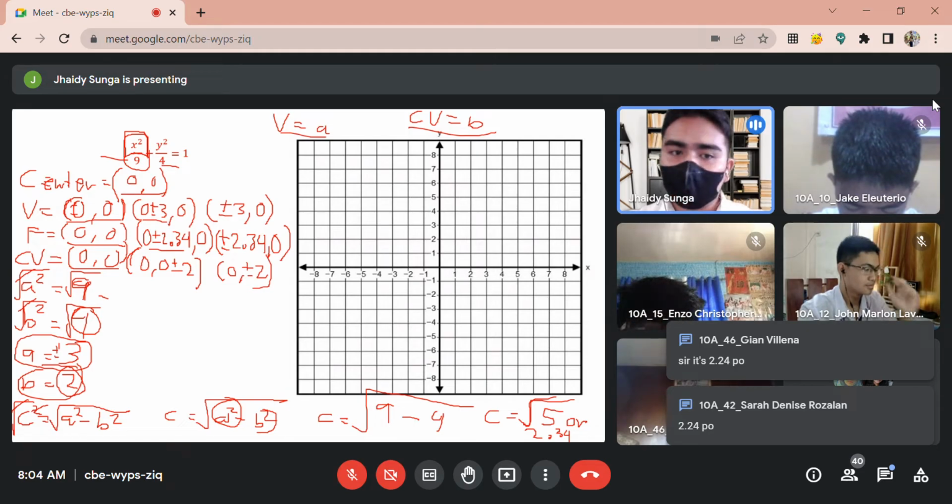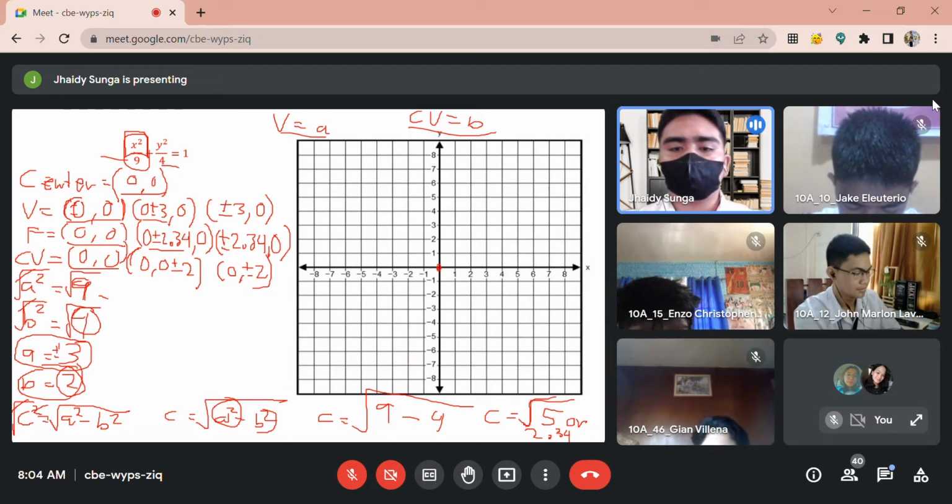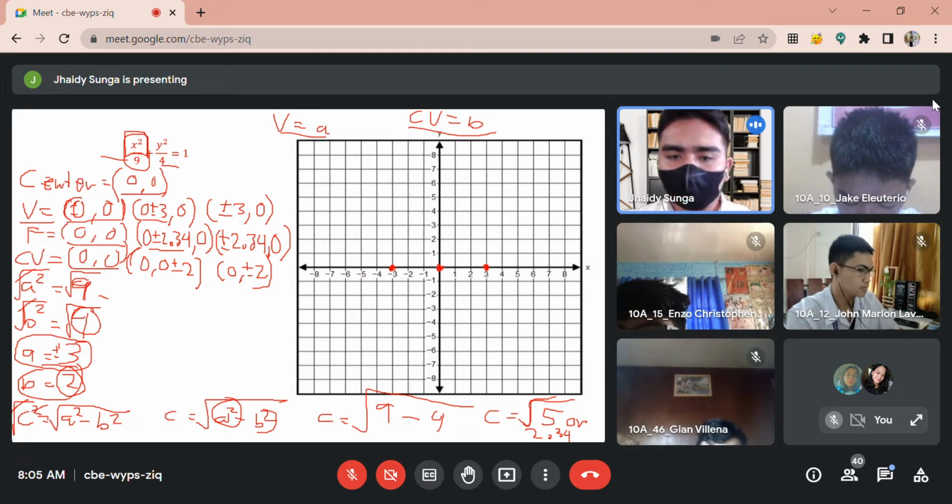And in plotting, once again, plot 0, 0, then the vertices, positive and negative 3. 1, 2, 3, here are your positive ones, and these are your negative ones. Correct? We are done in plotting. How about your foci? It's 2.24. It is somewhere around here. This one. And this one.